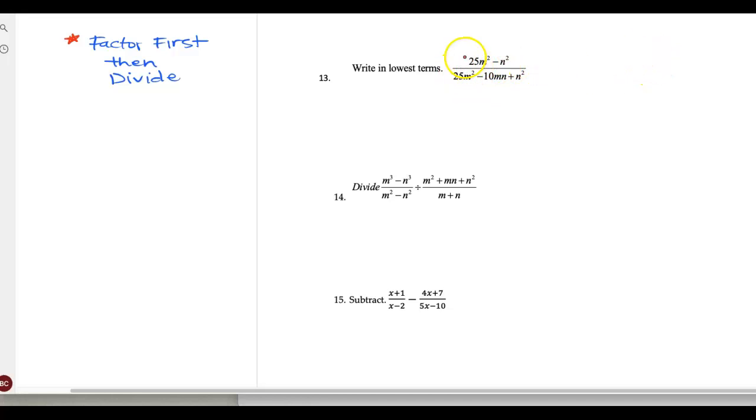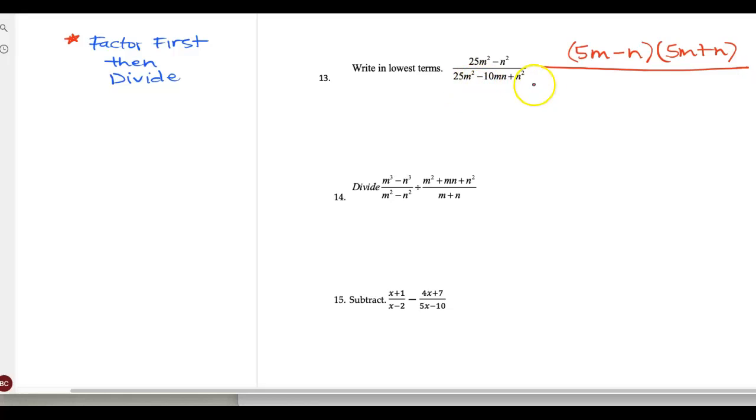So let's factor this out. Well, this looks like a difference of squares, and so that's going to factor to be 5m minus n times 5m plus n. All right, and again, like going back to what we did before with the factoring, look back to where we did the difference of squares to see how to get there.